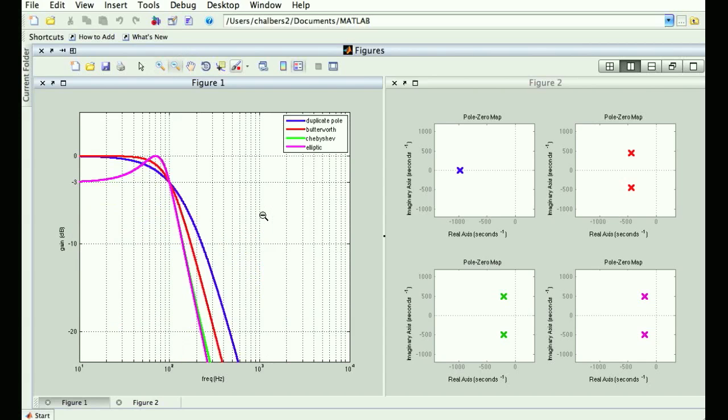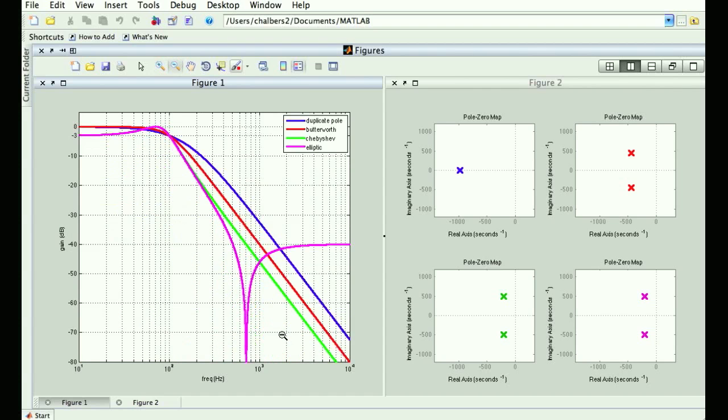So let's ignore for a second the green one and the purple one. In fact, maybe I can delete them and see if we have that technology. Oh, yeah. So let's just look at the red one and the blue one. Which is a better filter? The red. Why would one be better than the other? It's got a flatter pass band.